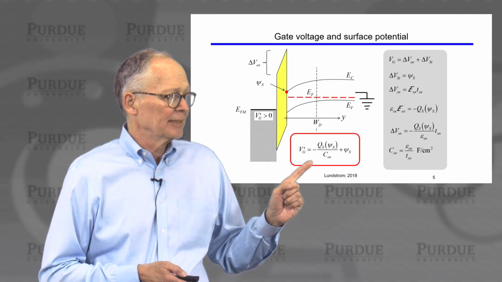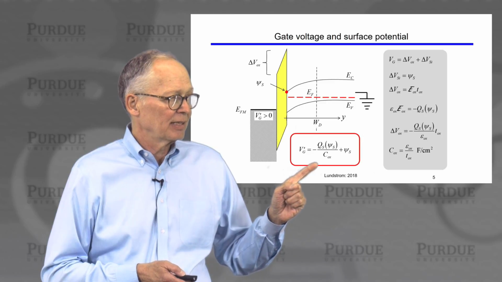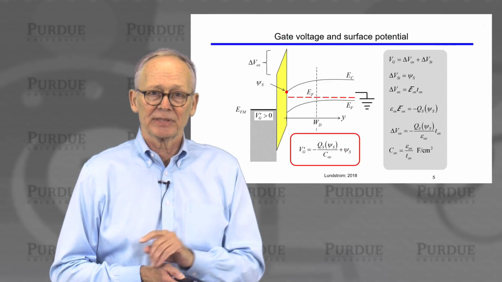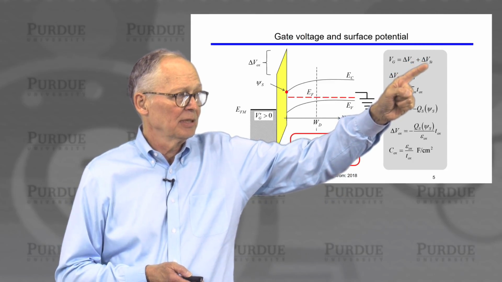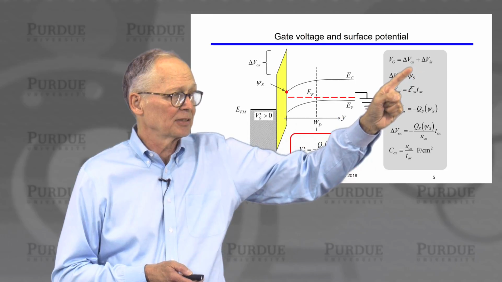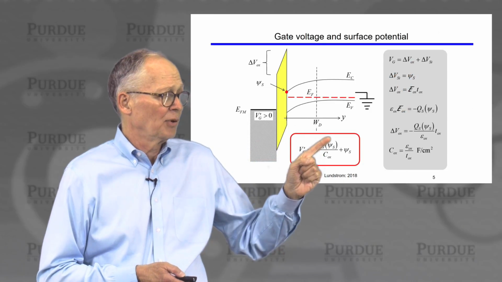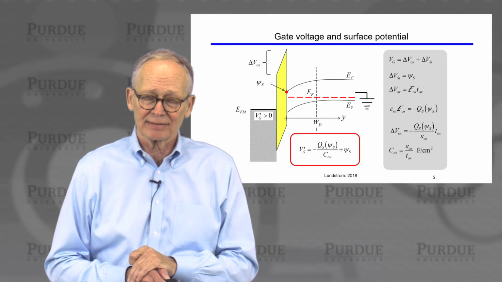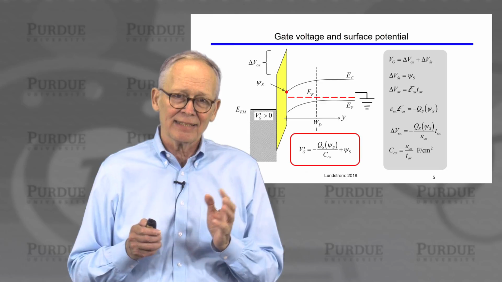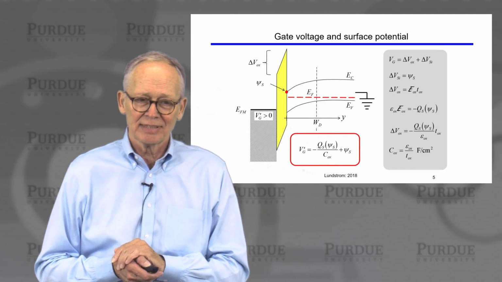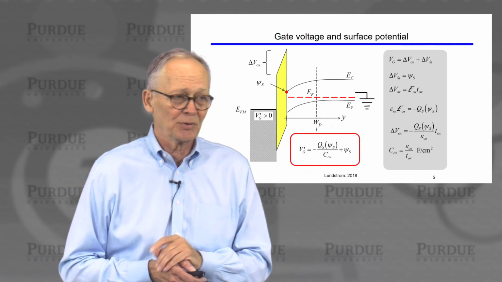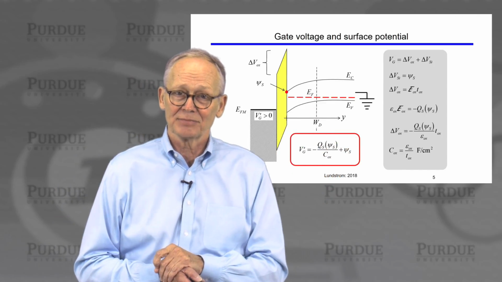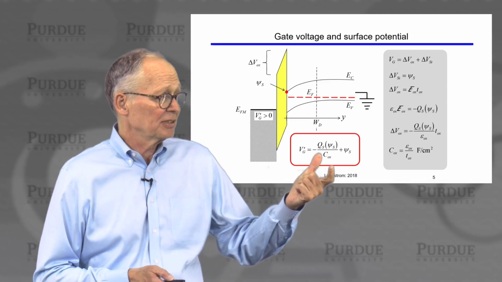The gate voltage is minus the charge in the semiconductor divided by the oxide capacitance, plus the surface potential. This is just the sum of the two terms: surface potential, the volt drop in the semiconductor, plus the volt drop in the oxide. The volt drop in the oxide is just minus the charge in the semiconductor divided by the oxide capacitance. You may remember from your beginning physics or electrical engineering course that charge is equal to capacitance times voltage. That's basically what this is saying. Voltage is equal to charge divided by capacitance.